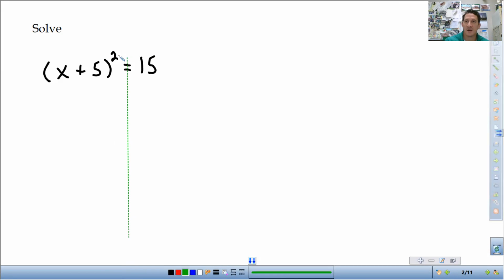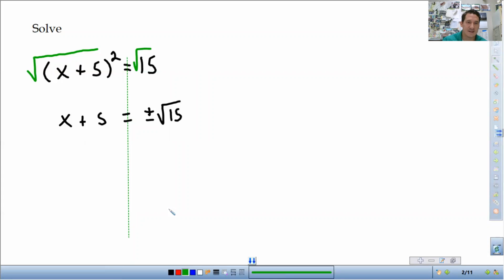First thing I need to do is take care of that square. Opposite of squaring something is the square root. So I'm going to square root both sides. Square root and the square on this side cancel out. So all I have is x plus 5. Over here, square root of 15. It's not a perfect square. And for today's lesson, none of them are going to be a perfect square. We're just going to leave them like this. Square root of 15. One thing you need to remember, it can be plus or minus. So do plus or minus square root of 15.